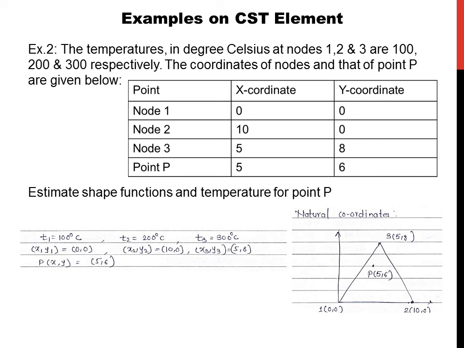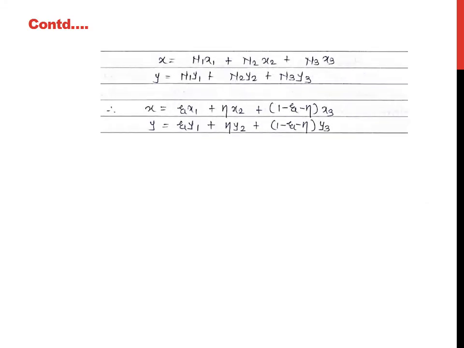See here, shape functions are the interpolation functions, and you cannot calculate the temperature for point P until you find the shape functions. First of all, you have to find the shape functions. For that, use the relations x is equal to n1 x1 plus n2 x2 plus n3 x3, and y is equal to n1 y1 plus n2 y2 plus n3 y3.